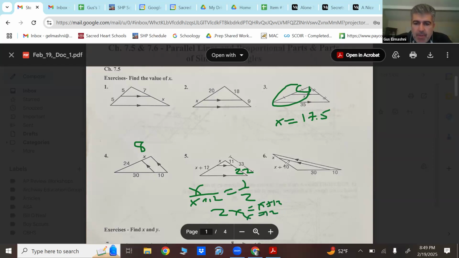Here, we have x plus 10 over x. So it's again a 3-to-1 ratio. So you can say x plus 10 over x equals 3-to-1. x plus 10 equals 3x. 2x equals 10. x equals 5.